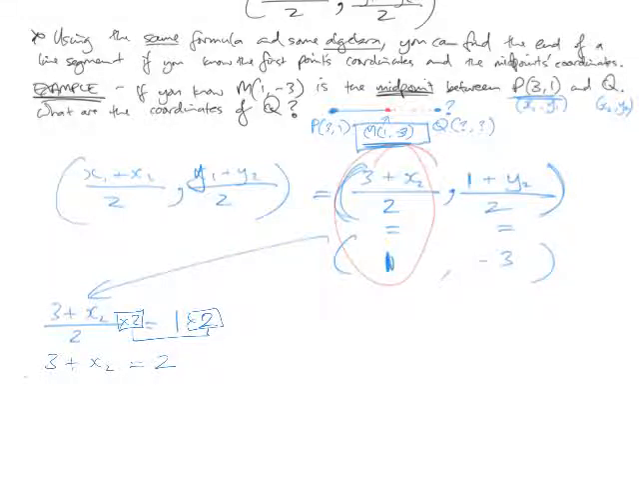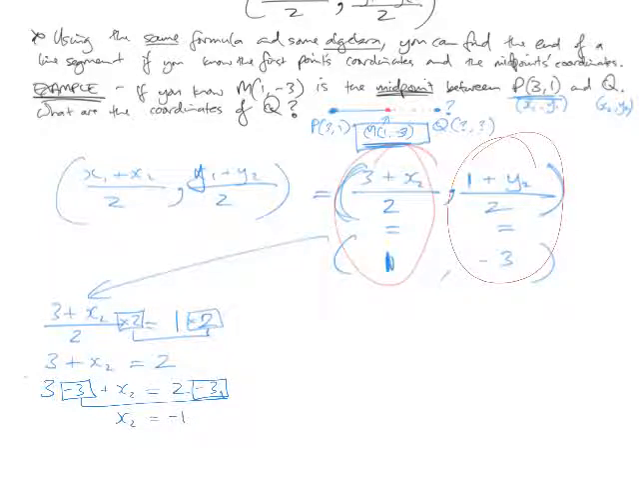And then what is the opposite of positive 3? The opposite of positive 3 is negative 3, so I want to get rid of the positive 3 by taking 3 from 3 plus x2 equals 2, and then to keep it balanced I have to take 3 from the other side as well. So 3 take 3 is 0, so all that's left on the left side is x2, and 2 take 3 is negative 1. So we know the x coordinate of Q is negative 1.